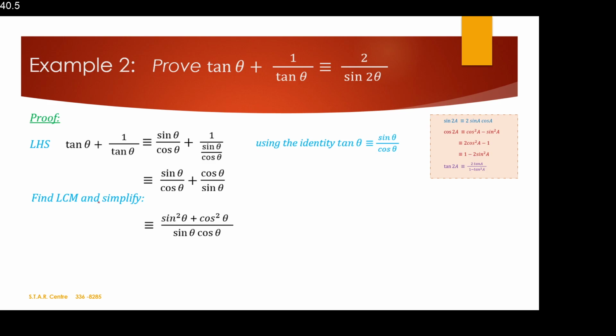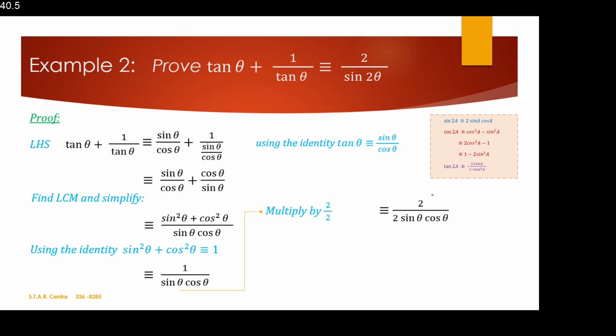Next, I'm going to find the LCM and simplify. So the LCM of cos theta and sine theta would be sine theta cos theta, and cos theta into this would be sine, and then sine by sine will give us sine squared. Sine into our denominator will give us cos theta, and cos by cos will give us cos squared theta. And we know from the identities that we have learned previously that sine squared plus cos squared is equal to 1. So I can replace or simplify our numerator to give 1. So that is identical to 1 over sine theta cos theta.